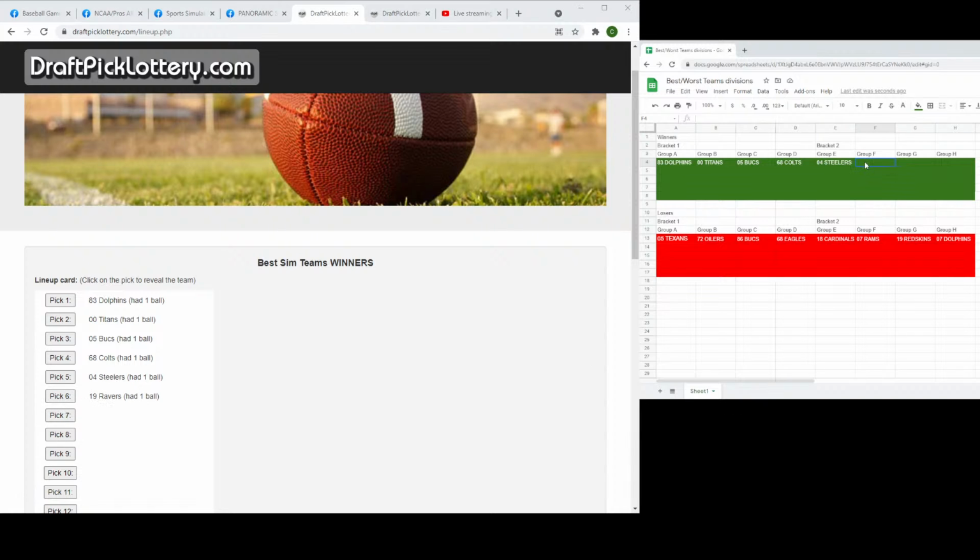Pick number 6 is the 19 Ravens. So they avoid the Steelers in the group stage. They will play them. You might play them in a regular season, but their division, they're going to be in Group F. So that's going to be very big. Group G, as we pick this up, the 96 Bills. This is going to be interesting. I think this is one of the weaker teams that made it in, but simming-wise, they look okay. And remember, you sim stats and not age. And I think the 96 Bills, they actually have a very solid team with a good defense.